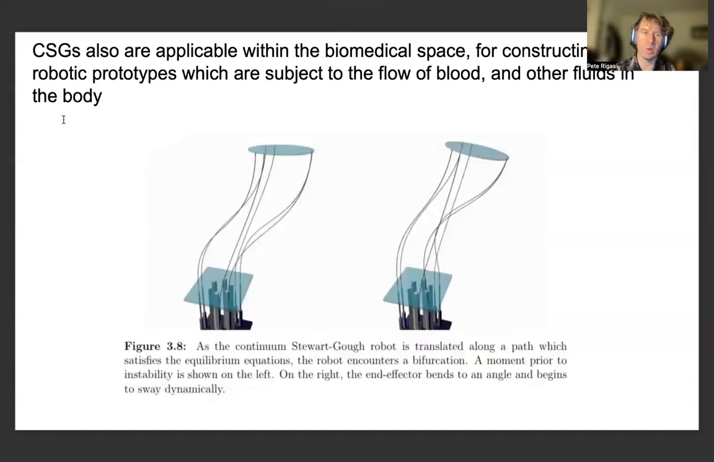And the Continuum Stewart Gough robot is also applicable within the biomedical space because this type of robot can be used in different types of applications from the robots which I'd introduced from the first figure of Till's thesis, in which they can look at the displacement of the rods of this robot from the rods which are connected from the bottom base plate to those which are connected to the top base plate, which can be subject to displacement either from fluids in the body rather than just moving the top base plate relative to the bottom base plate with the Xbox controller.